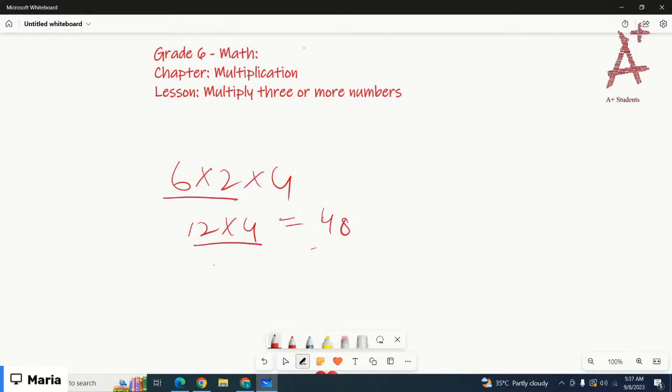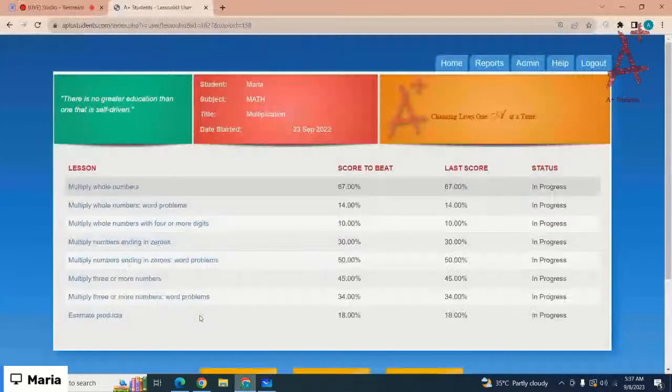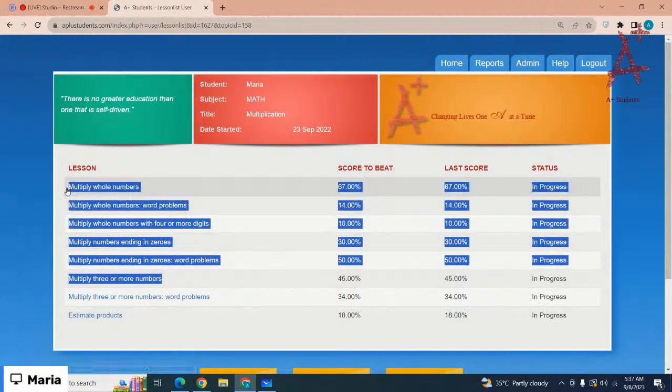Okay, you can complete the lesson by yourself later today. So we were working on grade 6 math. The chapter we're working on is multiplication. The lessons we have covered today are multiply whole number word problems. I haven't done word problems, but the concept is exactly the same, right? Multiply whole numbers with 4 or more digits, multiply numbers ending in zeros, multiply numbers ending in zeros word problems, and multiply 3 or more numbers.